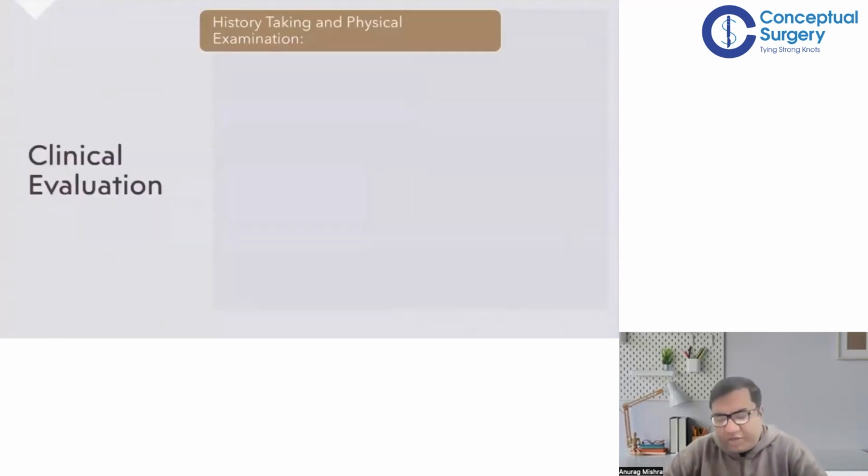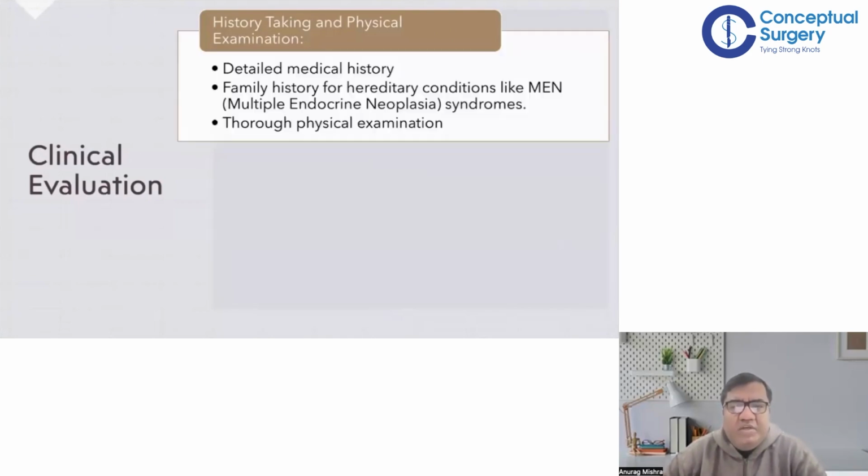So how do we clinically evaluate these patients? Obviously, a very detailed history and physical examination is required, which entails medical history, and family history for other hereditary conditions like multiple endocrine neoplasias, and a thorough physical examination to look for any physiological changes that can be because of these endocrine imbalances, or any other signs of endocrine imbalance in other glands and organs. Mostly, endocrine malignancies tend to affect many systems.